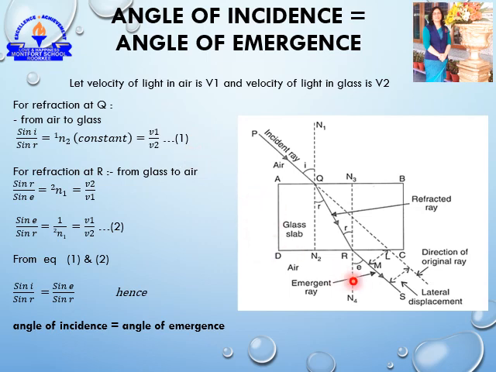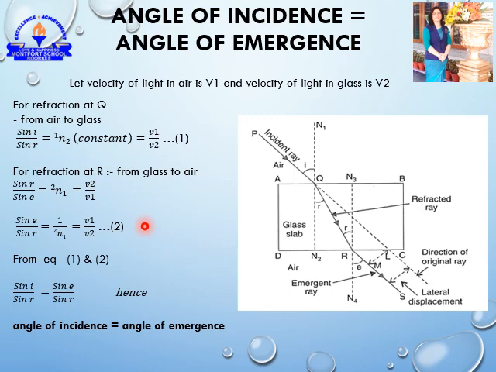Now let us start taking the refraction at point R. At point R, the ray is moving from glass to air. Therefore according to Snell's law, refractive index at point R will be equal to sine r divided by sine e, and also equal to the ratio of the two velocities, that is V2 upon V1. Now do the reverse of this whole equation. Reversing the whole equation, we get sine e upon sine r is equal to 1 upon the refractive index of 2 with respect to 1, which is equal to V1 upon V2. Take this as equation 2.